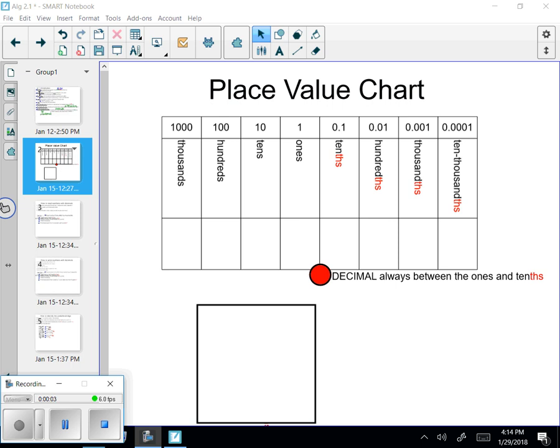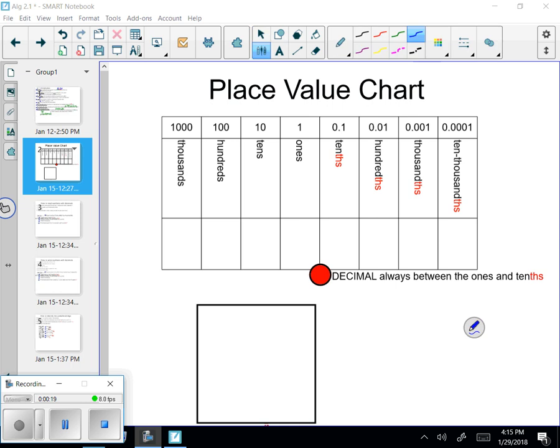Place value chart. In this lesson, we are going to look at place value charts and how to use them. A place value chart tells you what place value the individual digits of a number has. The first thing to look at is how it's laid out.